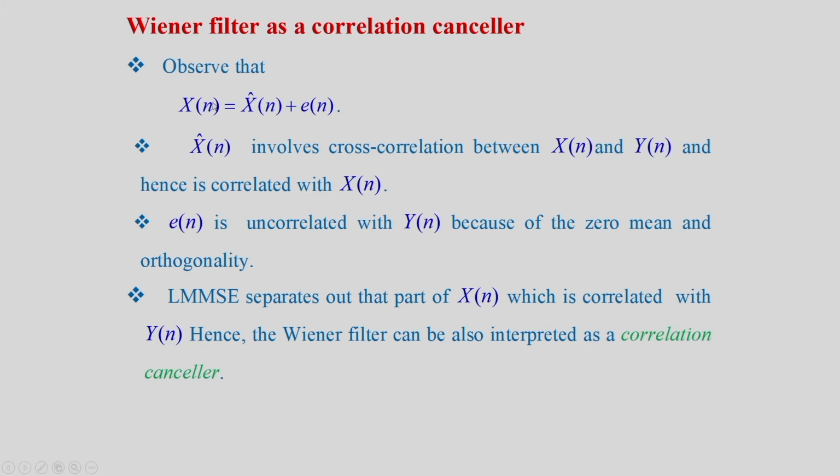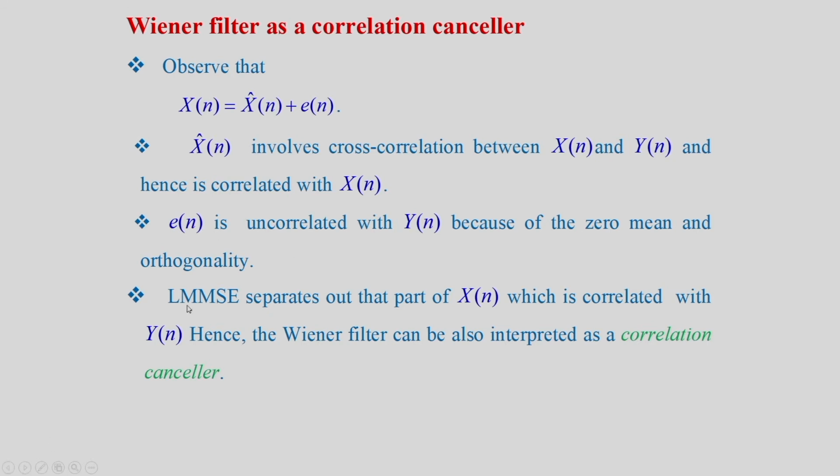Observe that x n, that is the unknown signal, is the estimated signal plus error, x hat n plus E n. Now, x hat n involves cross correlation between x n and y n, and hence x hat n will be correlated with y n. E n is uncorrelated with y n because of the 0 mean and orthogonality. We know that E n is orthogonal to y n, but y n is 0 mean and consequently E n is also 0 mean. Therefore, orthogonal and 0 mean means that E n is uncorrelated with y n. So, this is very important, that E n is uncorrelated with y n.